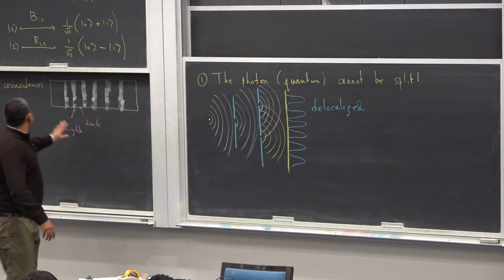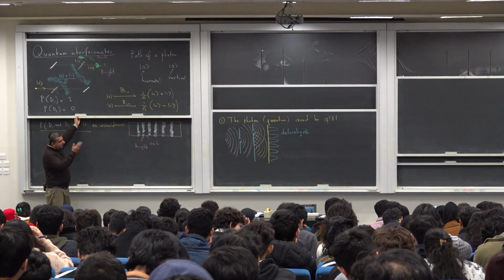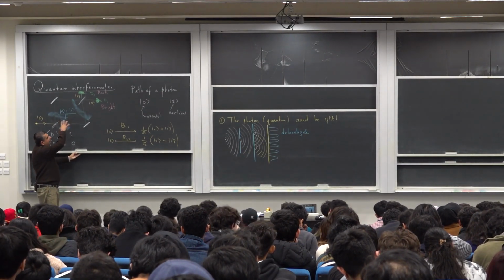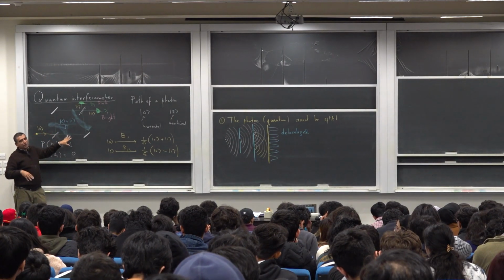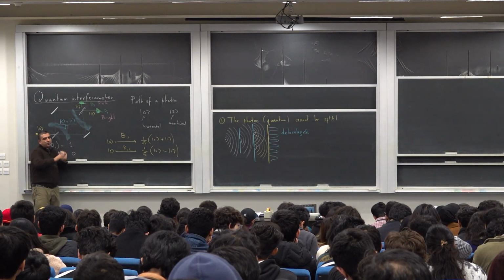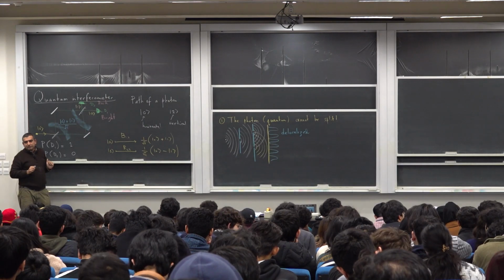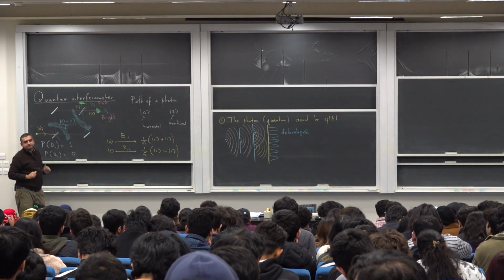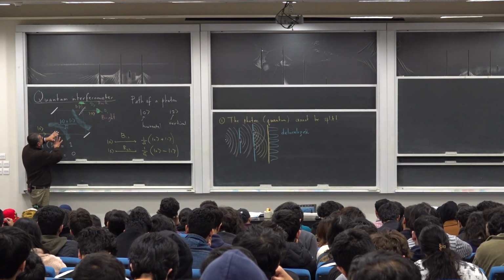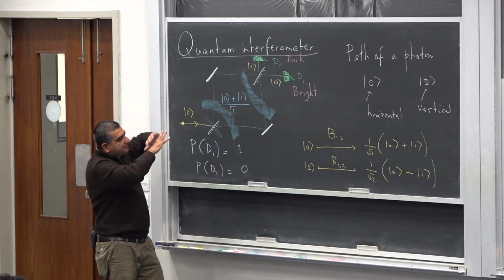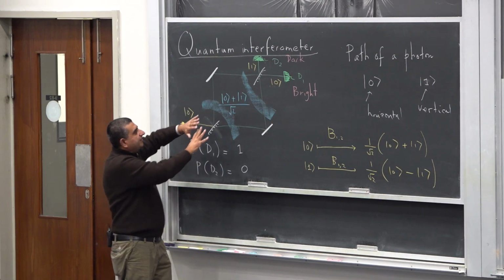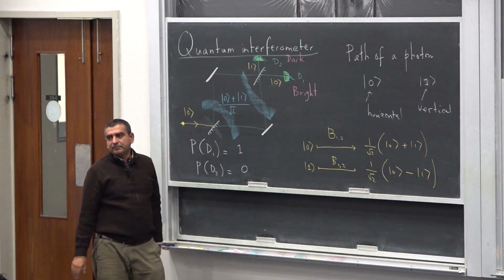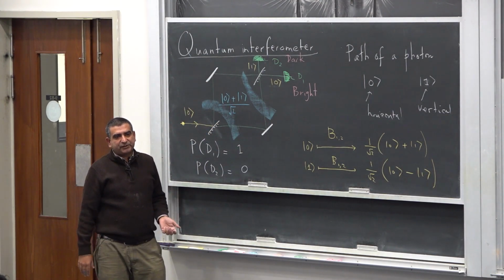Similarly, in this interferometer over here, the single photon is acting much like a wave, hence it is delocalized. And we can say that the impact of this photon is in both paths at the same time. And that's what is meant by superposition.